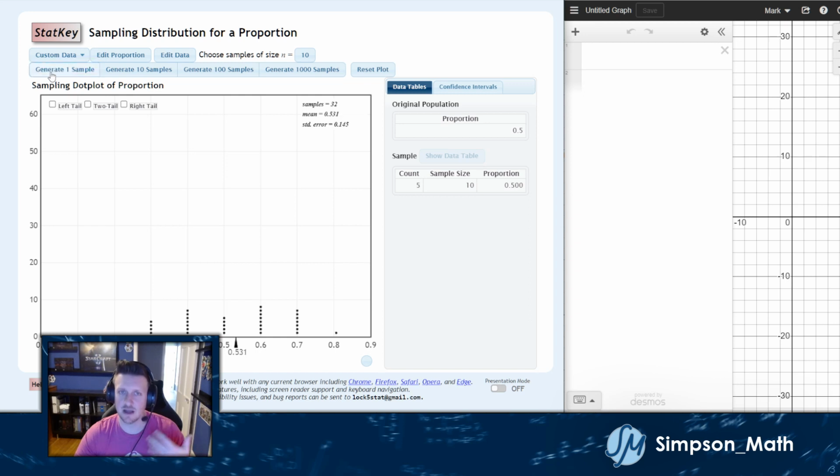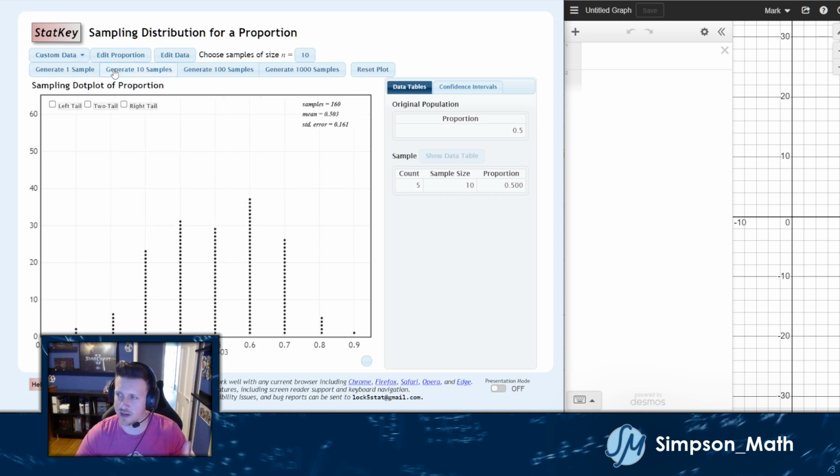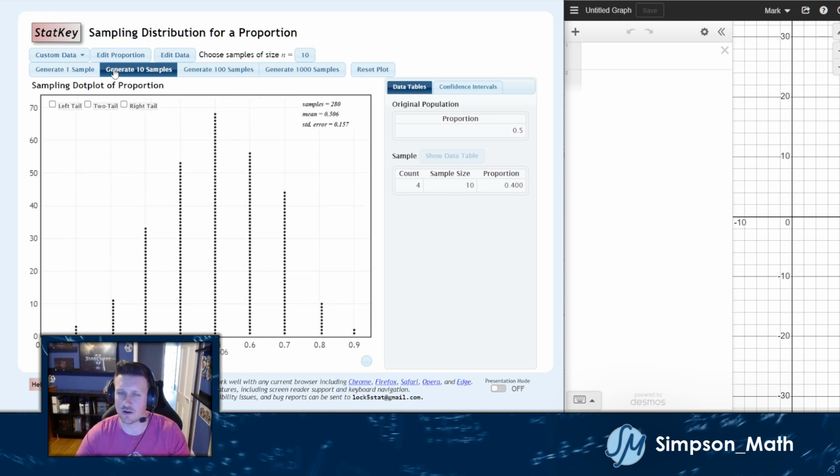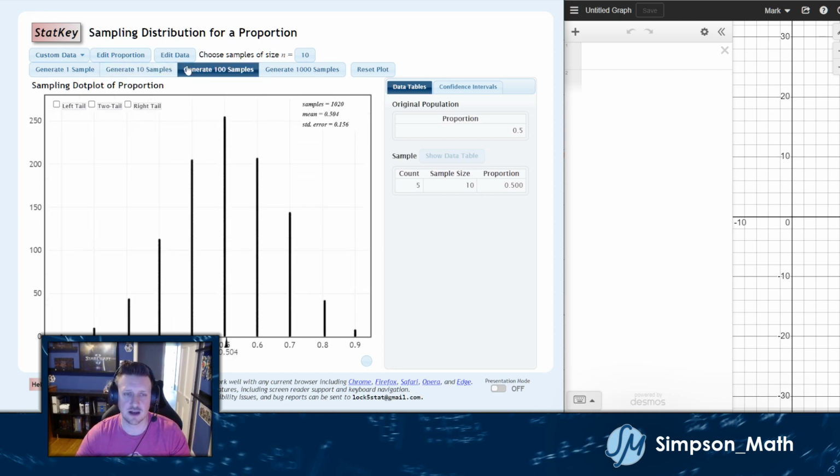So I'm simulating a sampling distribution where each of these dots represents a p hat, and I'm going to try to develop a trend. I'm going to speed this up instead of just 1 at a time. Here's 10 at a time, watching it grow. Here's 100 times. Let's throw in like 1,000.